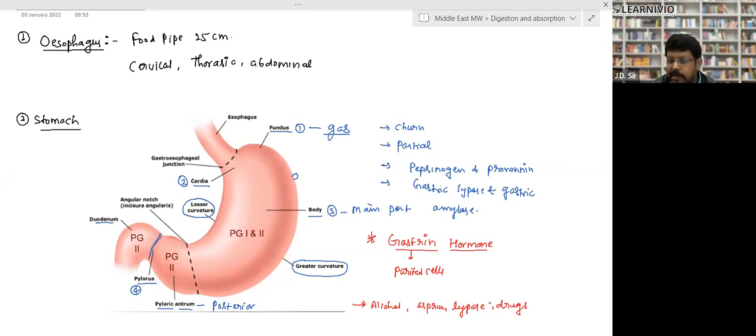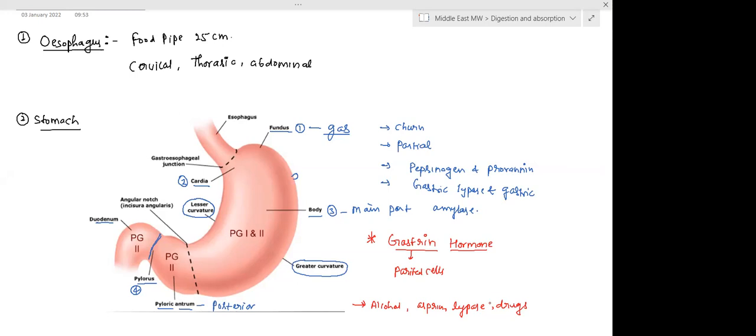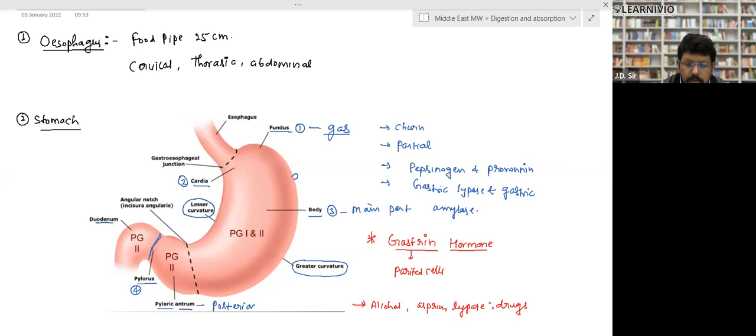Now tell me, is it clear to all of you or not? Clear? Yes, sir. Sir, what comes after gastric lipase? There is gastric amylase. After gastric lipase, this is gastric amylase.